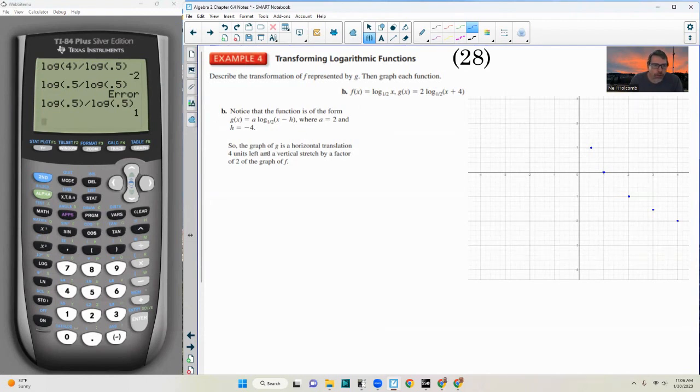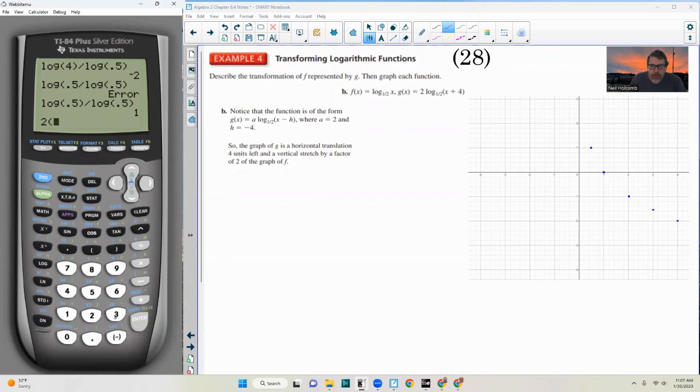So now I'm going to move this 4 units left and then stretch it. So I know all these points are going to be over here and then stretch. So this should be curving somewhere over here. All right, so I'll change to red. And now I'm going to do 2 times the log base 1/2. So I'm going to put a parentheses here. I'm going to put a 2 out in front. And now it's going to be X plus 4.